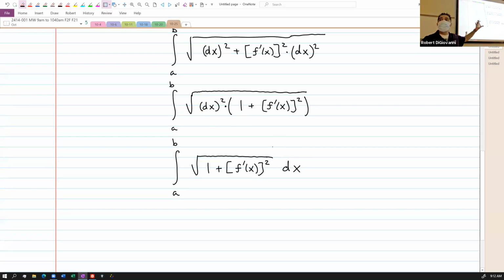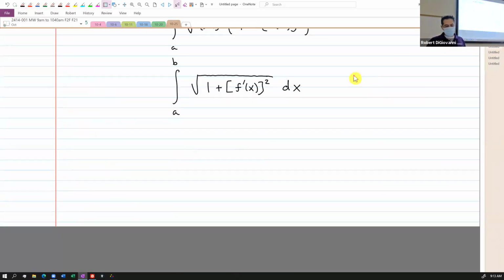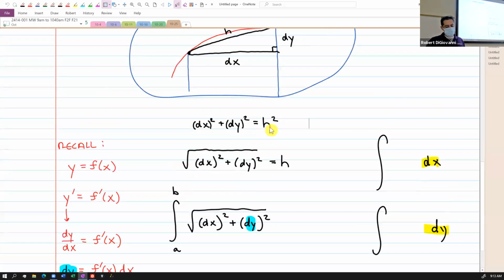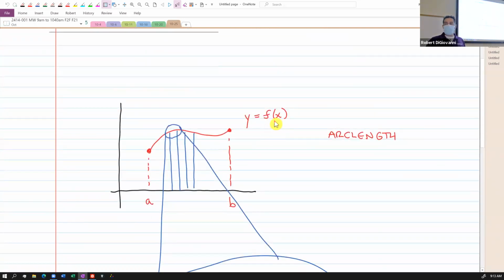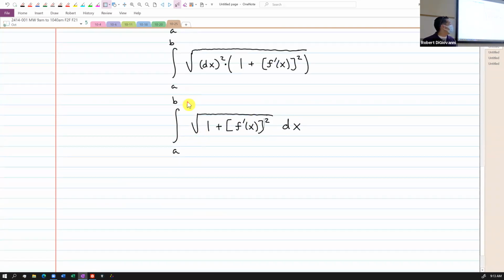This is the formula. This is it. If you have a function y equals f of x, and you want to know the length of this curve between a and b, then you need to be able to calculate this integral. The integral from a to b of the square root of 1 plus the derivative of the function squared dx. Understand?